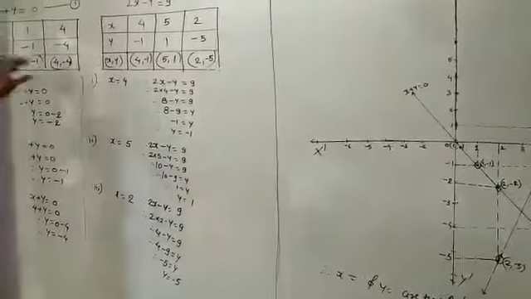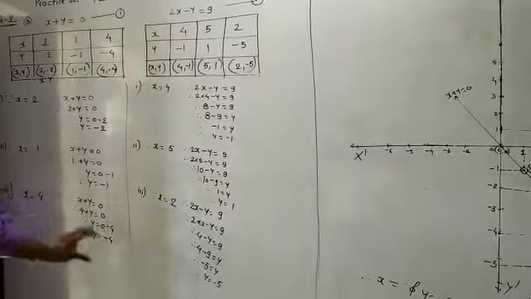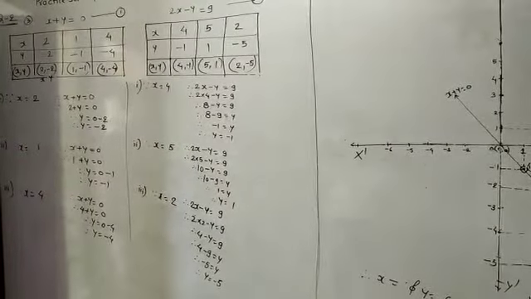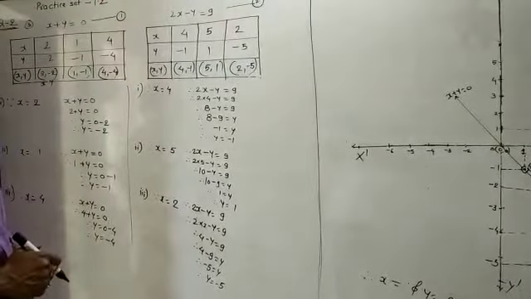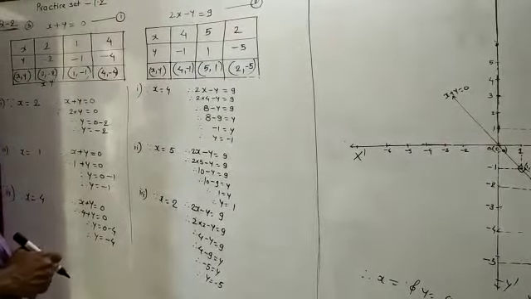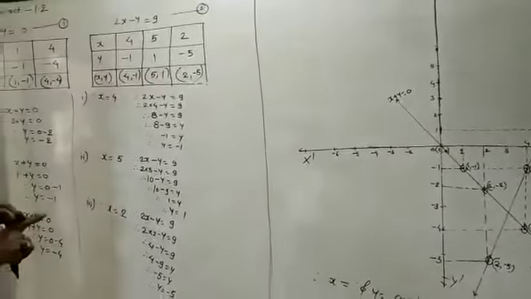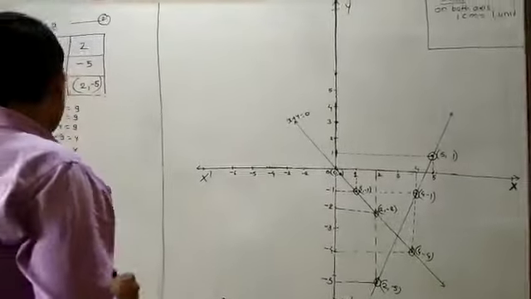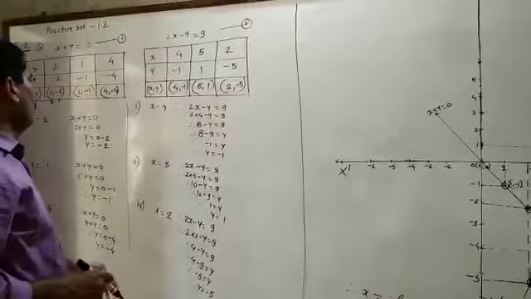This means you have to consider the value of x, find the value of y, and in this manner find the solutions of these equations. Then, to find the solution of these equations, you have to plot the graph. The point of intersection of the graphs is the solution of both the simultaneous equations. So first of all, you have to plot the line x plus y is equal to 0 on the graph.